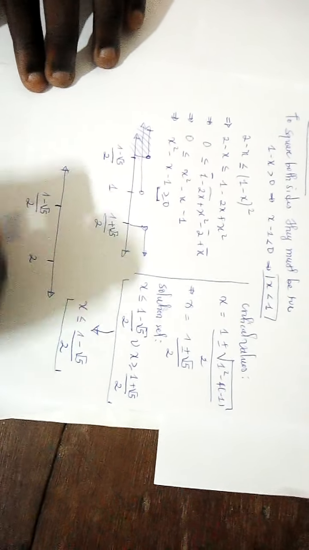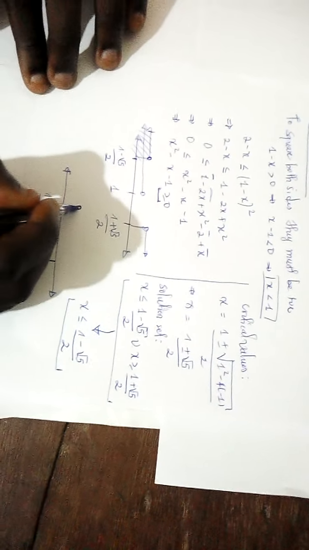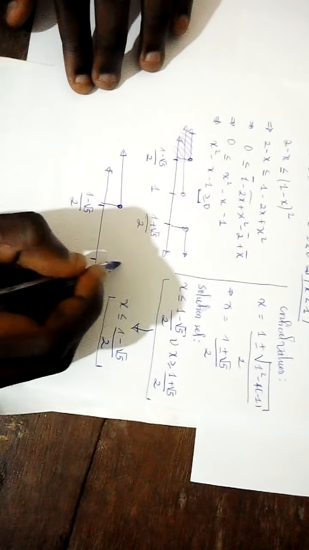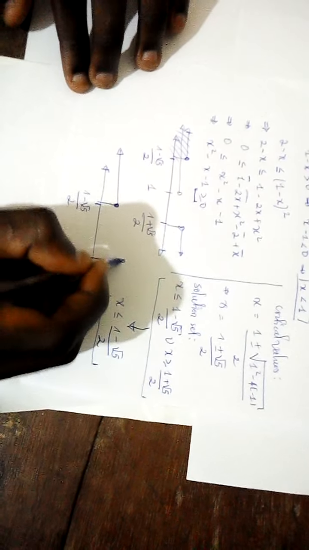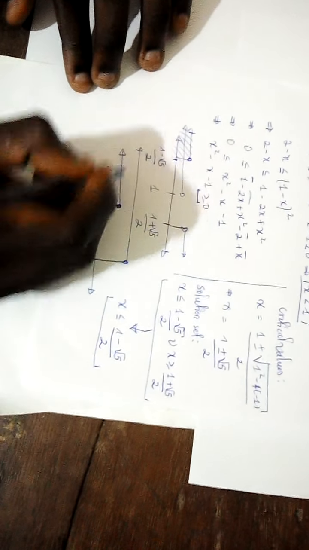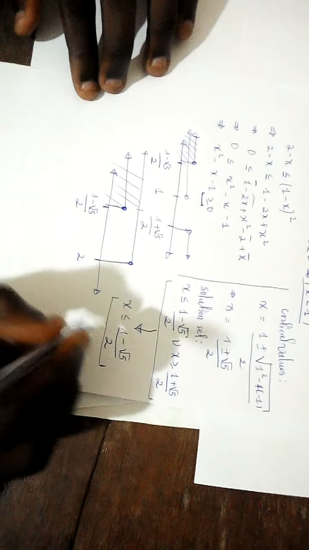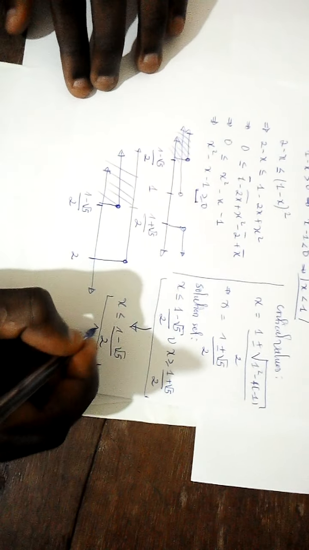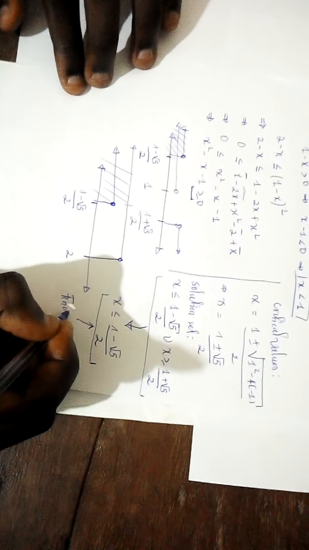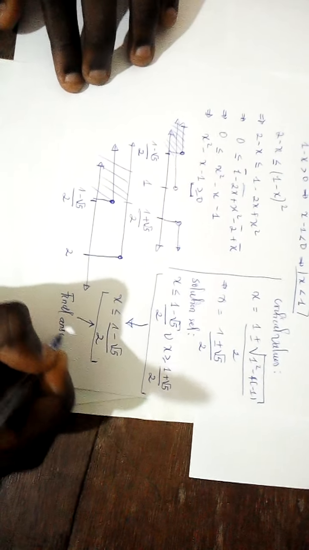Now 2 is around here. Our response says that x is less than this value. Now the domain says that all values of x must be less than or equal to 2. So you see, this is the region in which they intersect. So they intersect here. So this is our final answer.